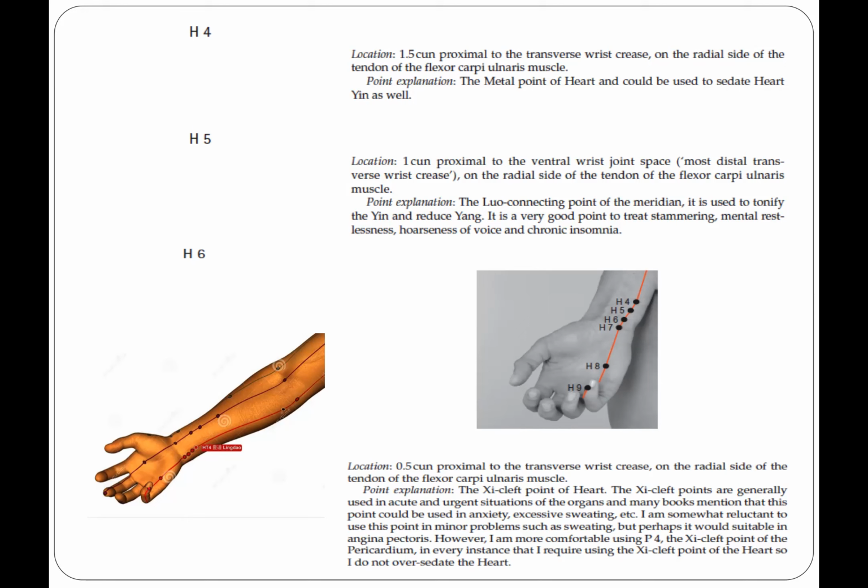We are reluctant to use this point in minor problems such as sweating, but it could be suitable in angina pectoris. The author is more comfortable using pericardium 4, which is the xi-cleft point of the pericardium, in every instance that using the xi-cleft point of the heart is required, so that we do not over-sedate the heart.